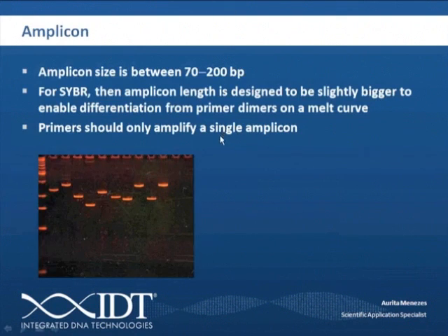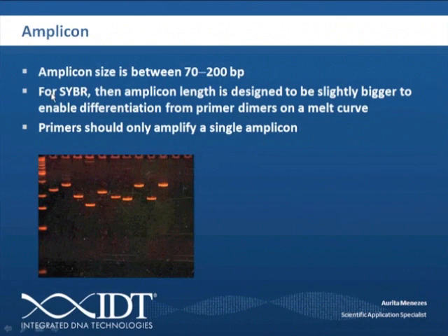Optimal amplicon size, as I mentioned before, is anywhere ranging from 70 to 200 base pairs. If you want to design an amplicon larger than that, that's fine. You just have to make sure that your cycling conditions allow for longer extension time by the polymerase. I wouldn't recommend going much beyond 500 base pairs, but you can do it.